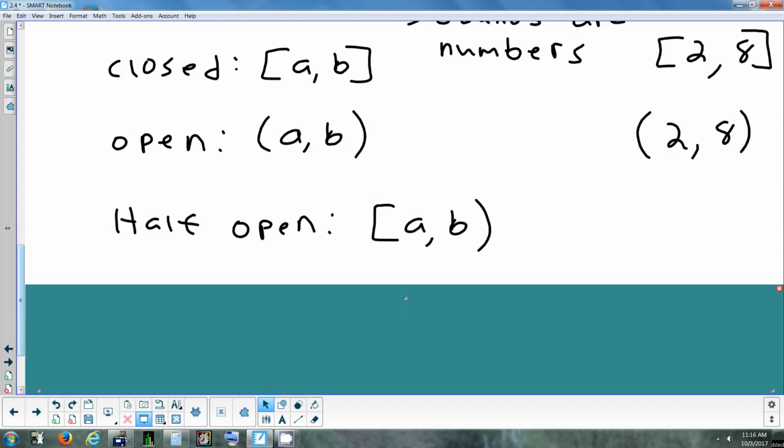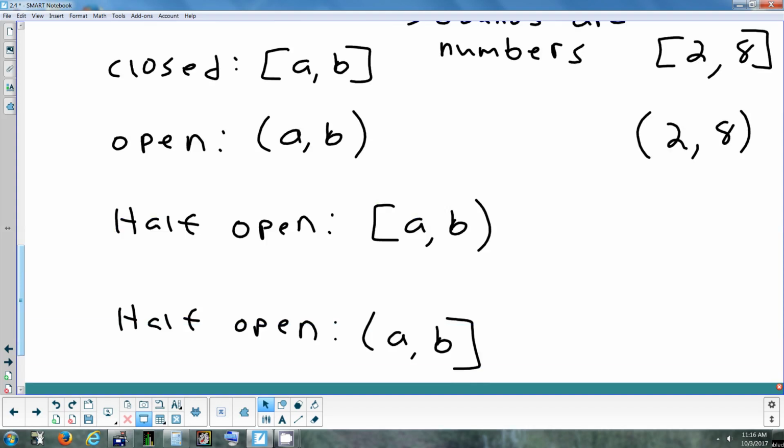You can also have a half-open interval, which means include the number on the left, but you can't include the number on the right. Or you could switch that around: another half-open interval, where you don't include the number on the left, but you do include the number on the right. And that's all the different ways you could write a bounded interval. There's no other combination of things.